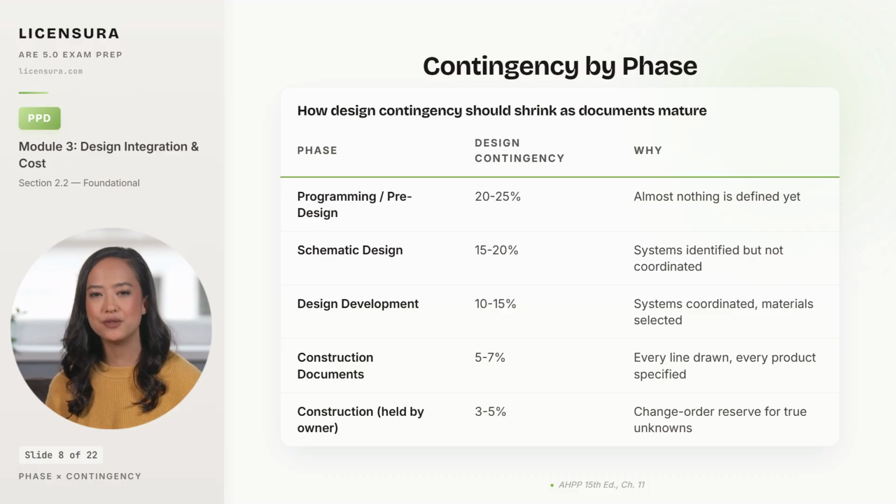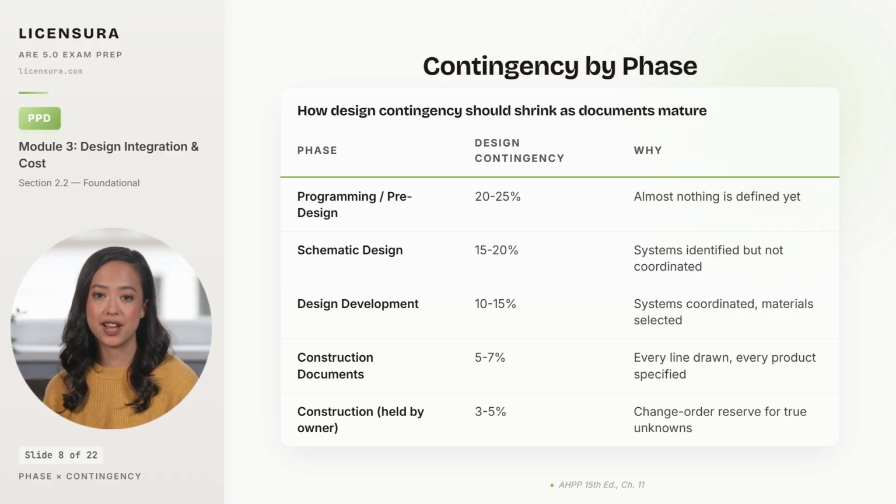Construction documents drop to 5 to 7% because every line is drawn, every product is specified, and the remaining unknowns are limited to field conditions and contractor judgment. And during construction itself, the owner holds a separate 3 to 5% change order contingency for genuine, unforeseen conditions and approved scope changes. A team that keeps contingency flat across phases is a team that is not actually reducing risk through design, and the exam will mark that as wrong.